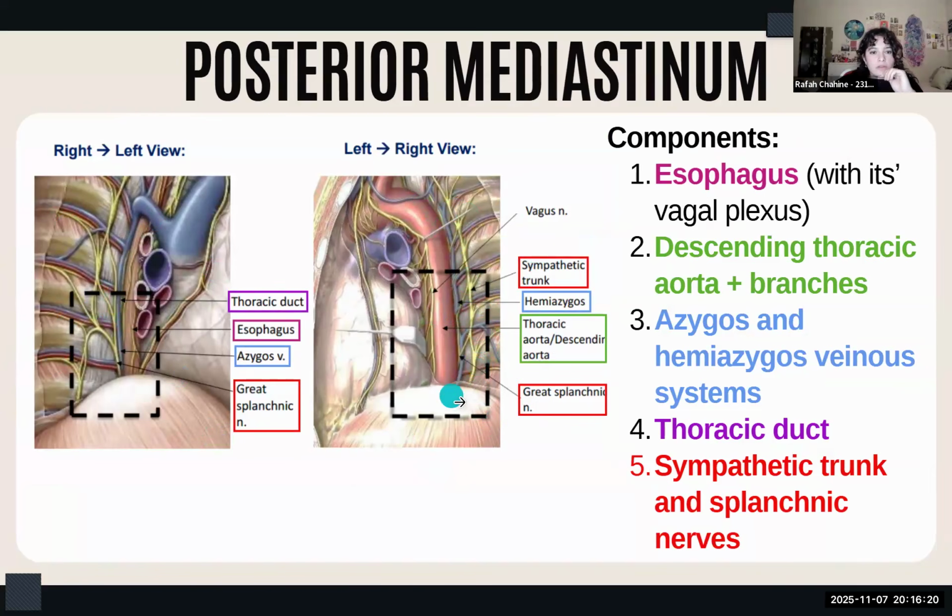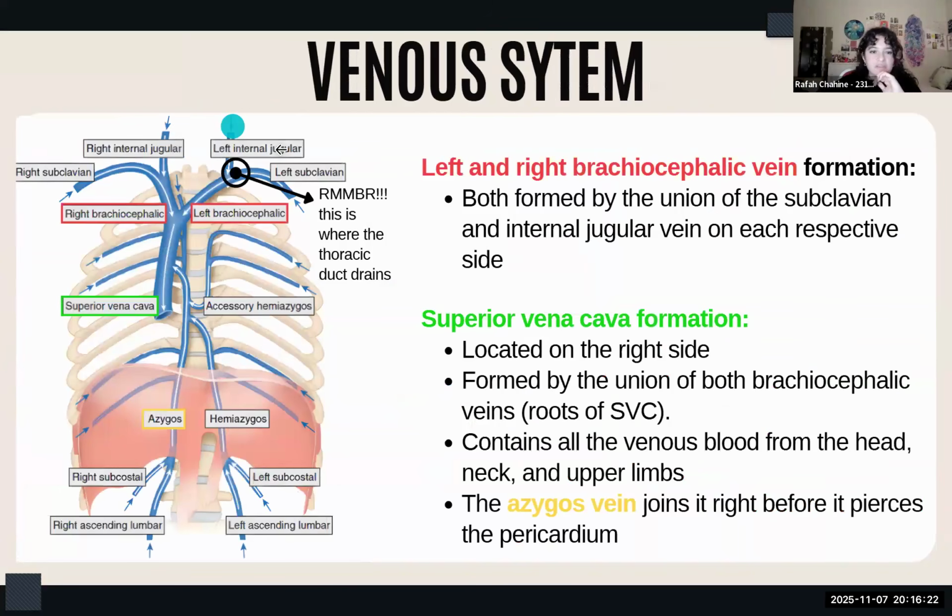Okay. Now the venous system, this is pretty simple. We already did this. This is the superior vena cava. We have the left brachiocephalic vein draining into it with the internal jugulars draining into it. But we also have the azygos vein draining into the superior vena cava.